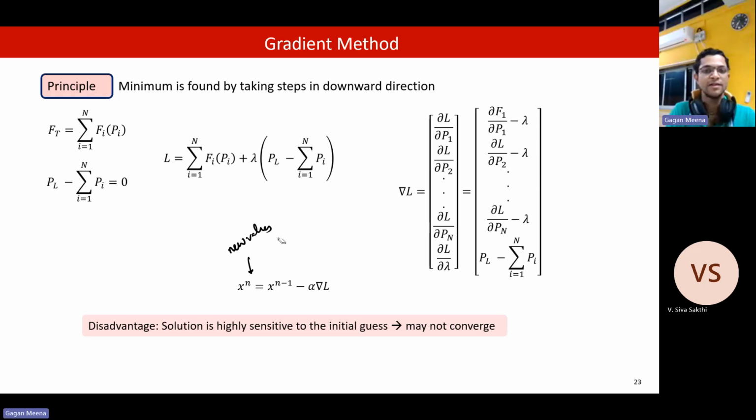Okay. And then we subtract from this previous value alpha times gradient of L. This is negative here because we want to minimize. We want to go for descent, not ascent. That's why it is negative here. So these are all incremental cost curves.